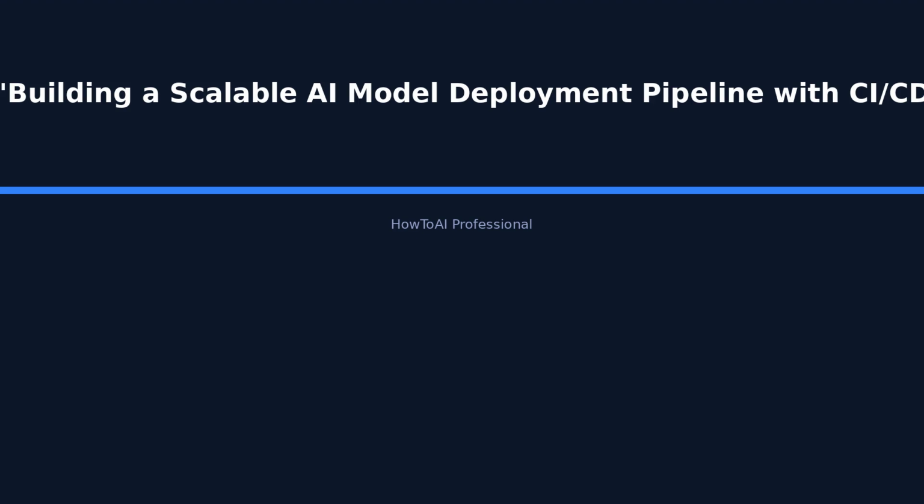Building a scalable AI model deployment pipeline with continuous integration and continuous deployment, commonly known as CI/CD. If you're an AI engineer, data scientist, or software developer, understanding this process will enable you to streamline your workflow, enhance collaboration, and ultimately deliver robust, production-ready AI systems.